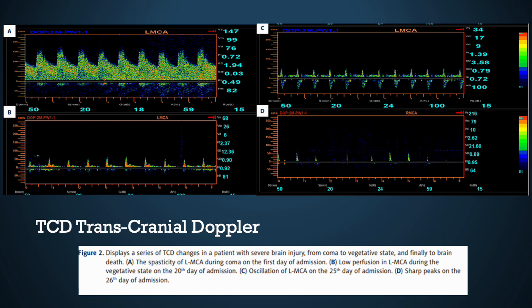All right. This is just some pictures of transcranial Doppler imaging, and in the last picture you can see these sharp peaks, okay, but that's actually absent flow, so there's zero flow to the brain. So picture A is normal and picture D is very abnormal, and that means that the patient is brain dead.